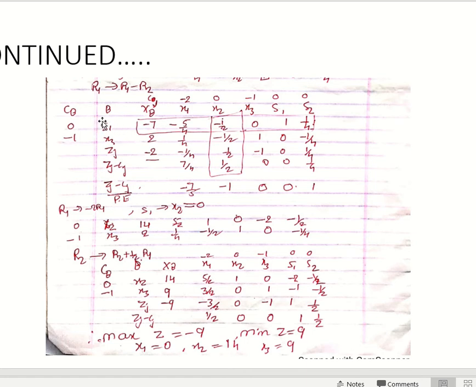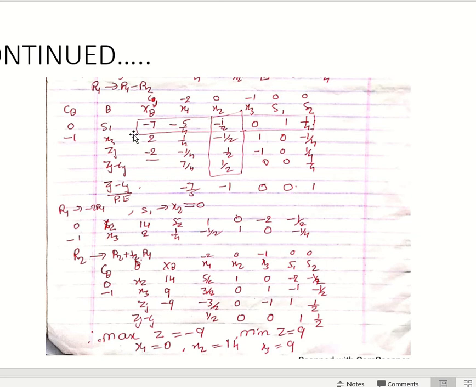Now again we have to repeat the step, that is, we have to make this a unity by multiplying by minus 2. So R1 implies minus, sorry, 2R1. Then what are we getting here? 0. This is X2, and we have to multiply by minus 2 for all the terms in this particular row. That is minus 2 into minus 7 is 14. Then minus 5 by 4 into minus 2 is 5 by 2. Then minus 2 into minus half is 1. Then similarly 0. This is minus 2 minus half, right?